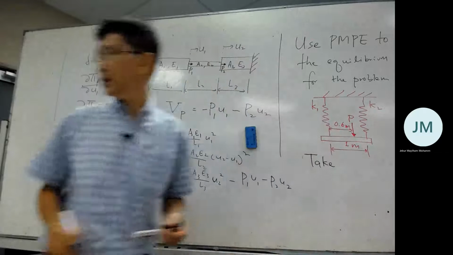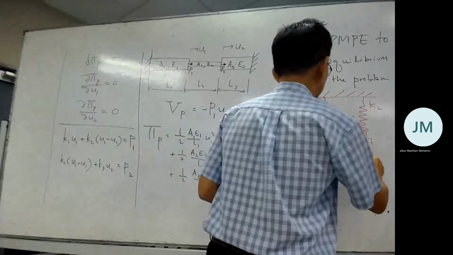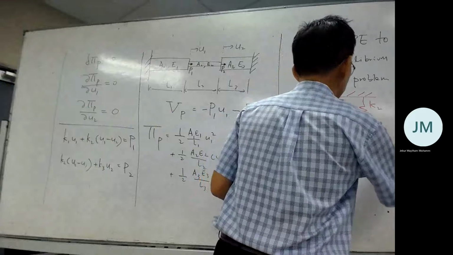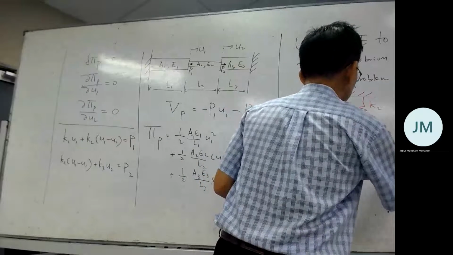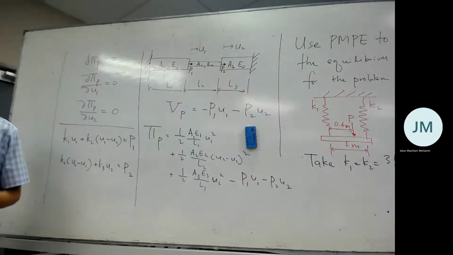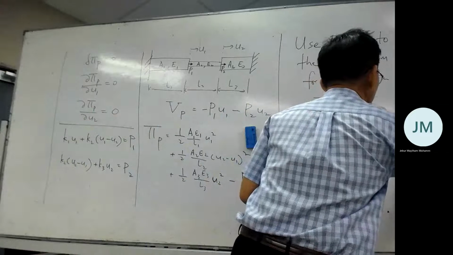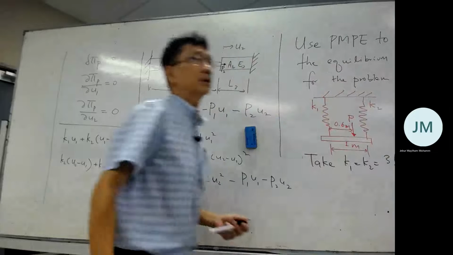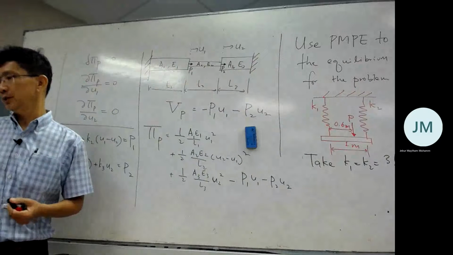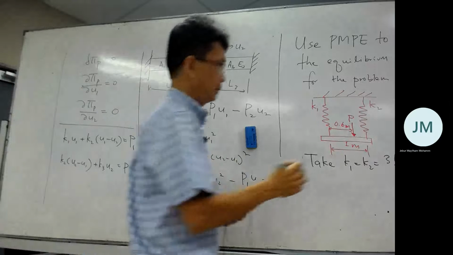You're asked to take K1 and K2. Here, class, get familiar with the units for K1. Axial stiffness is force per unit length. It can be Newton per meter or Newton per millimeter, but it must be force per unit length.